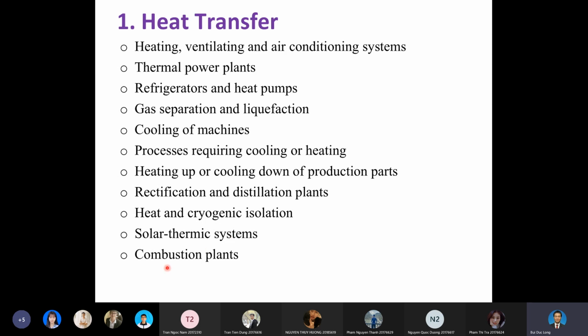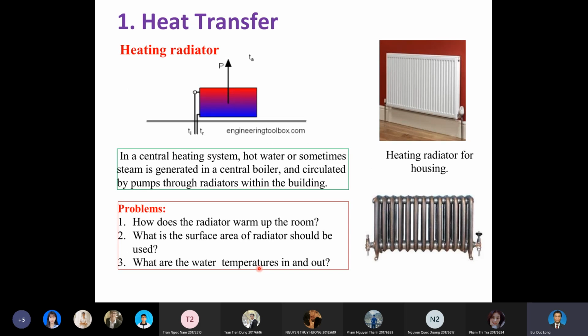Also involved are combustion plants. So all of this involves a lot of areas related to heat and heat transfer. So here is a little bit more detail about the heating radiator.